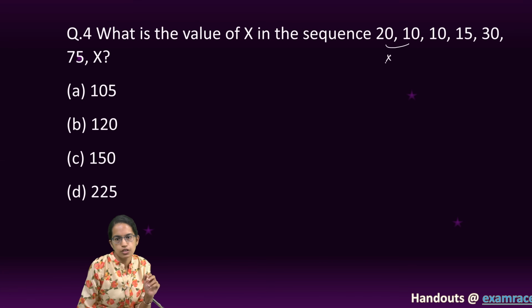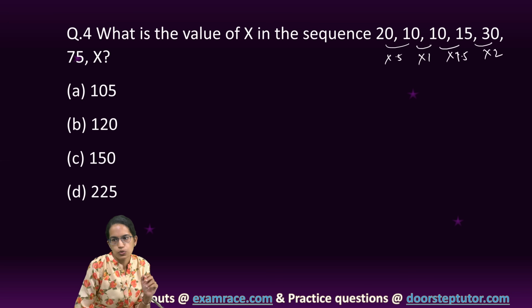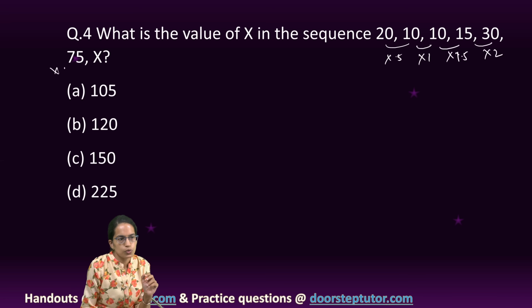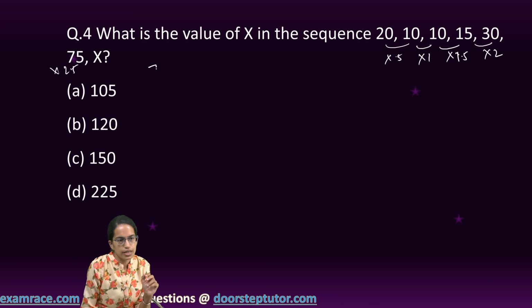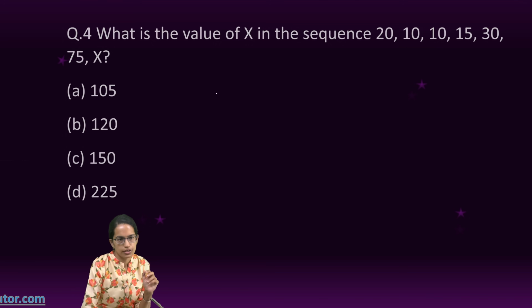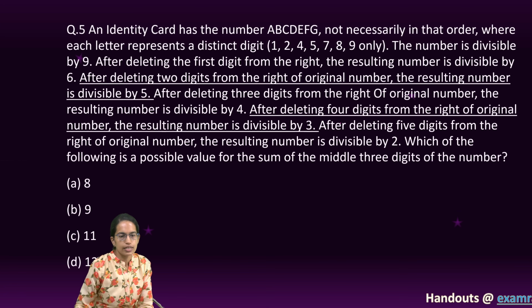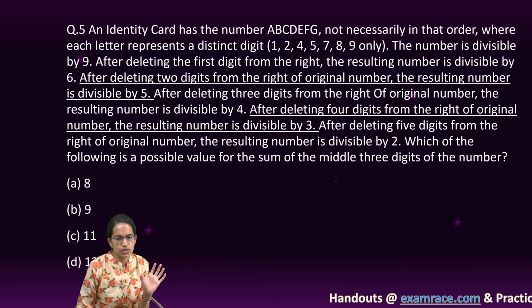This is into 0.5 into 1 into 1.5 into 2 into 2.5 multiplied by, so 75 multiplied by 3, which is 225. So 225 becomes the right option here. The next question is a really interesting and a little challenging question. So understand this question carefully.